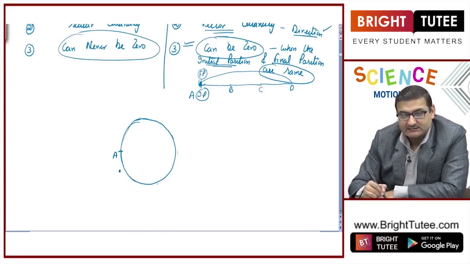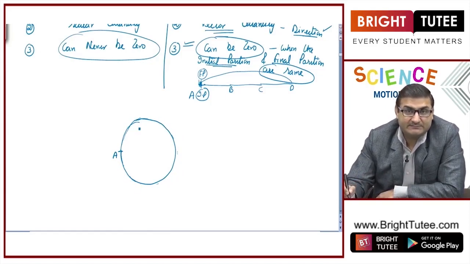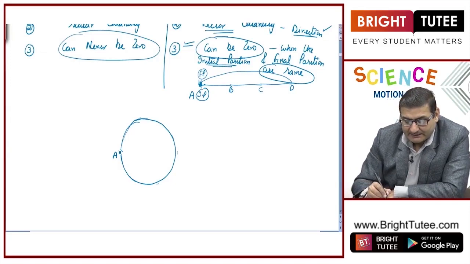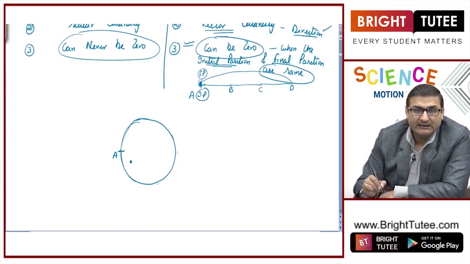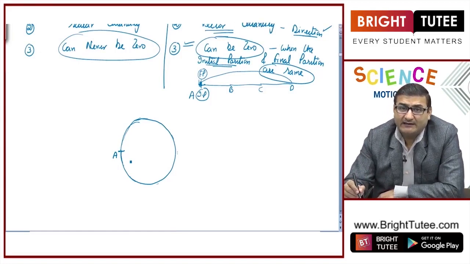This is my distance covered. But when I talk about my displacement, once again, my displacement will be 0. Why? Because my starting initial point was A, and after covering the whole area of the park, I came back to the same point A, which is again my final position.